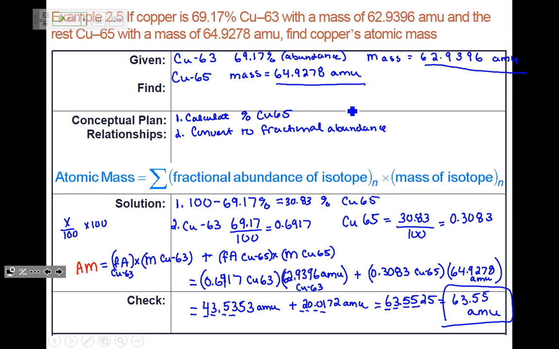Your average should be somewhere averaged of your isotopes mass. So if it's like 0.5, clearly that's not right. Your average mass won't be 0.5. So a good way to follow these.